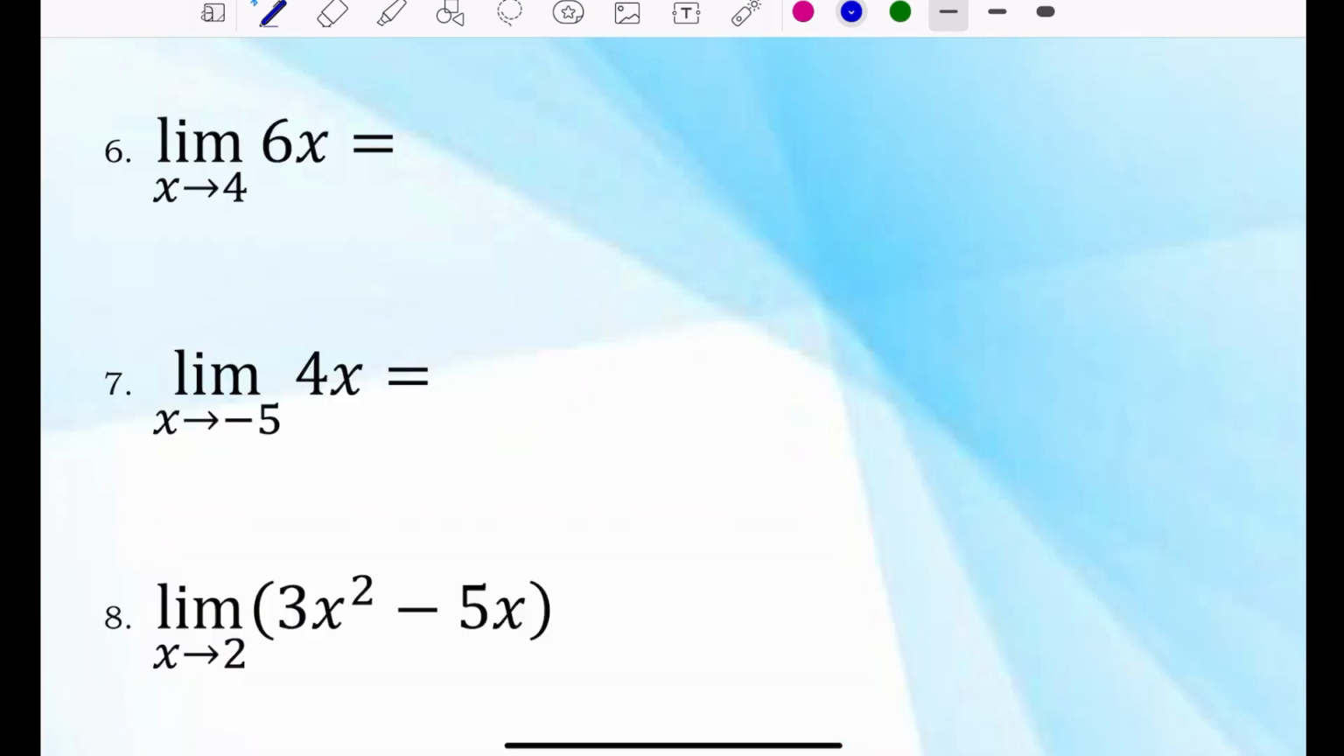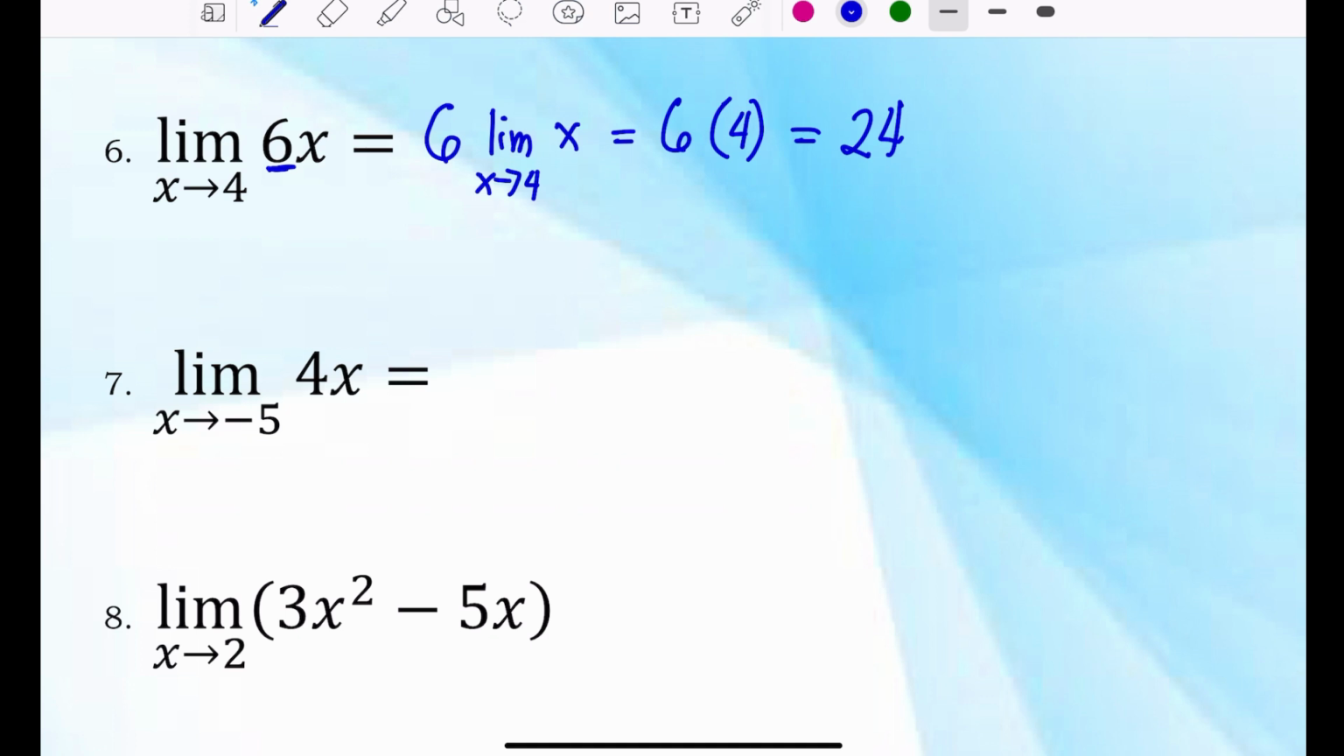Number 6 example. This is a limit of the product of a constant and a function. So 6 is a coefficient, so we can write 6 before the limit. So this will become 6 times the limit of x where x approaches 4. This is now an identity: the limit of x as x approaches 4 is equivalent to 4. So take the product of this. 6 times 4 is 24. You're going to simplify.